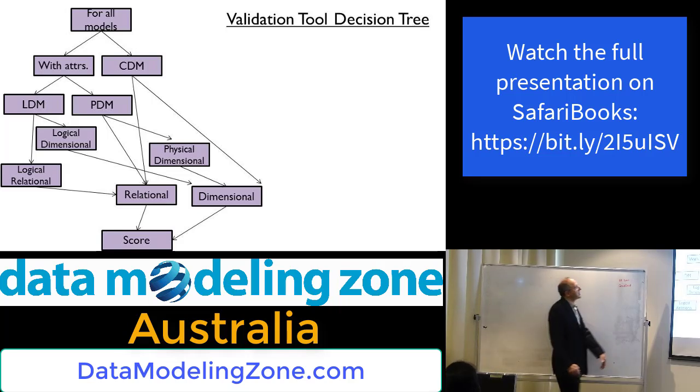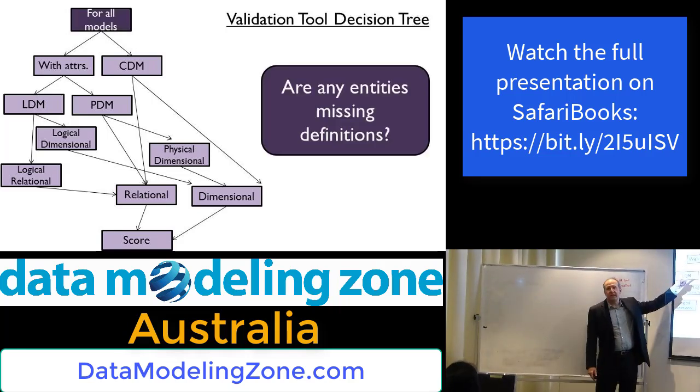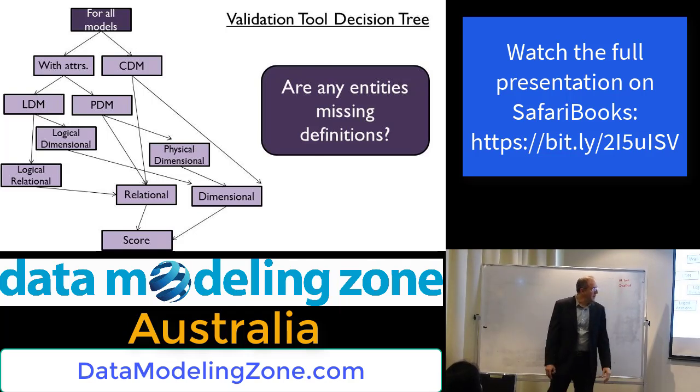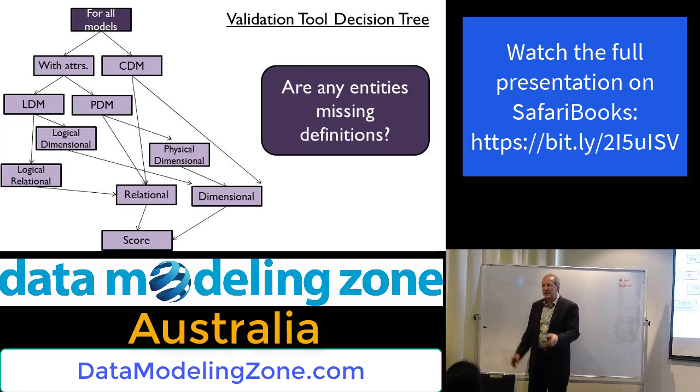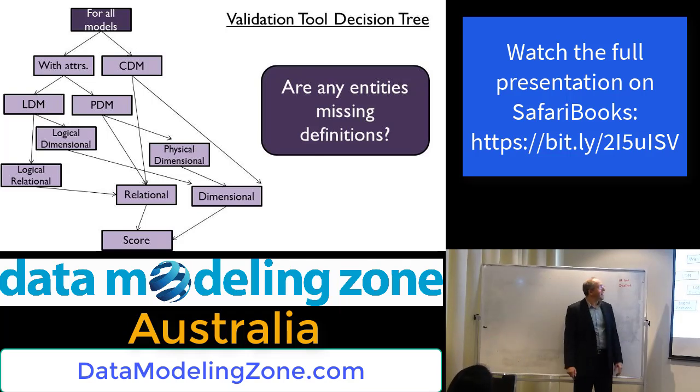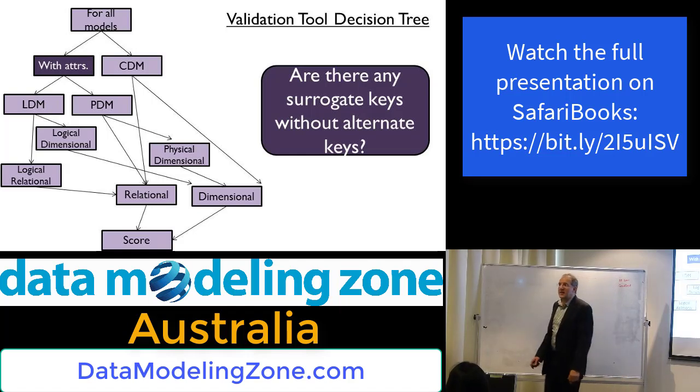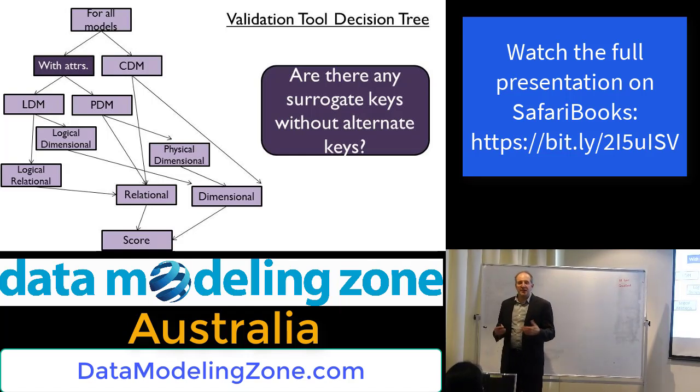So first, there's a whole bunch of checks that I do at the highest level, even before I know what kind of data model it is, like this one. Are any entities missing definitions? Doesn't matter if it's relational, dimensional, a data vault, whatever it is, it needs definitions. Then there's a whole bunch of checks that deal with any model that has attributes. Like, are there surrogate keys without alternate keys? If IT came along and created their own identifier, what's the real business key?